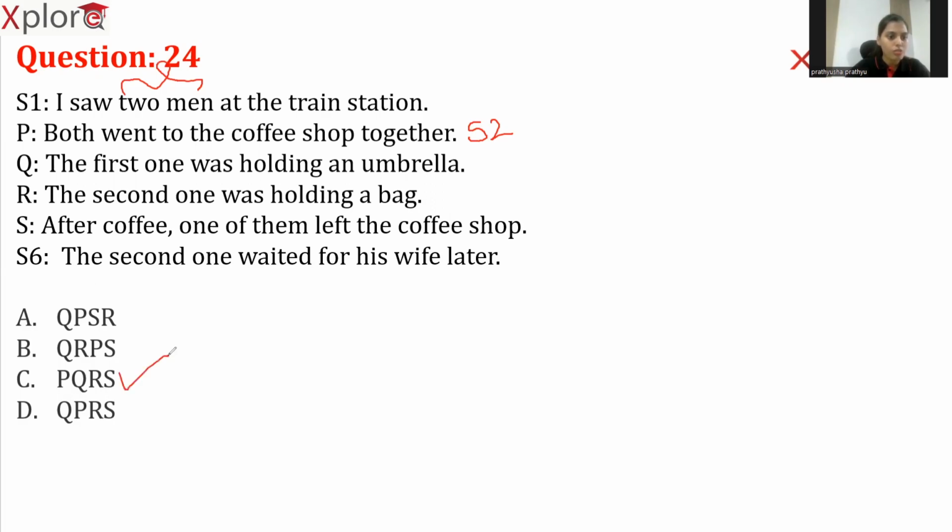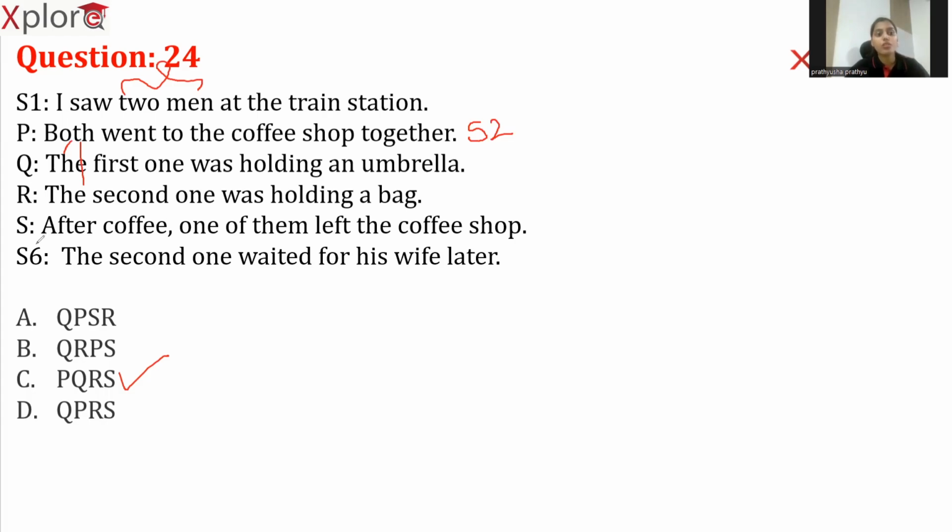So there is only one option which is starting with PQRS. Now let's see. The first one was holding an umbrella. Again, now you are differentiating these both individually. You are talking about these both individually. The first one was holding an umbrella, and the second one was holding a bag. So up to here, it is clear.